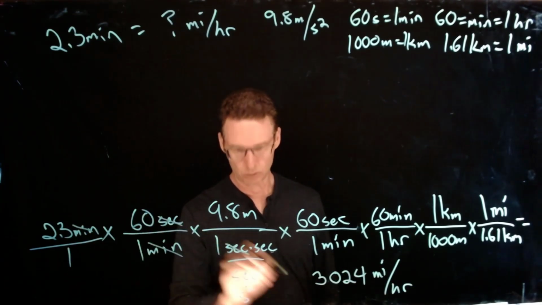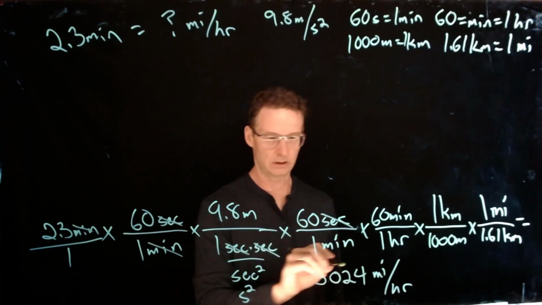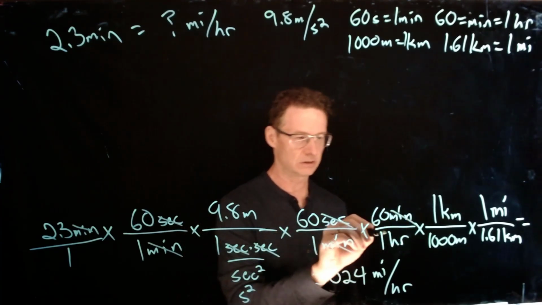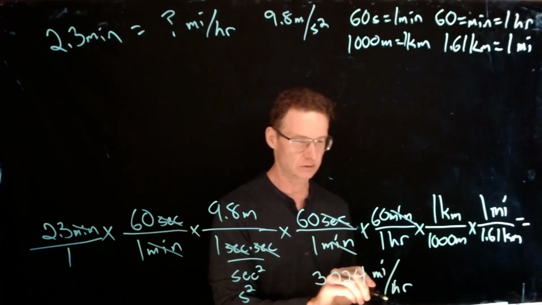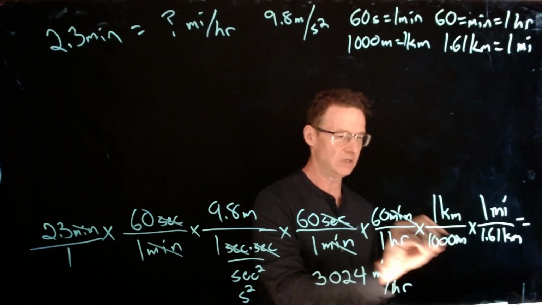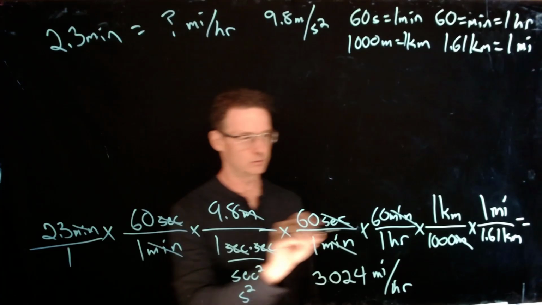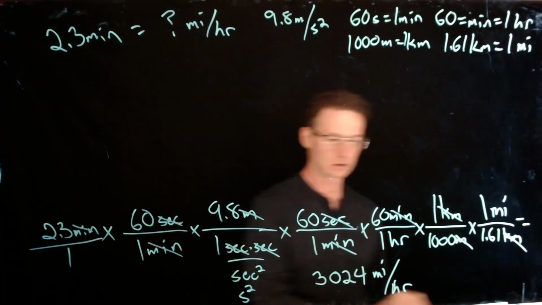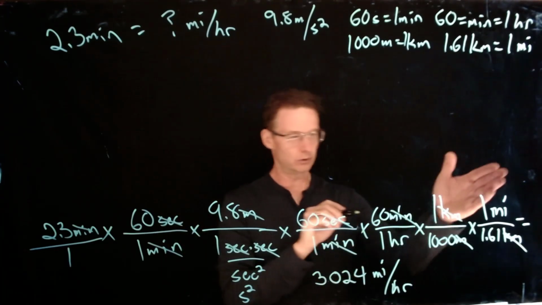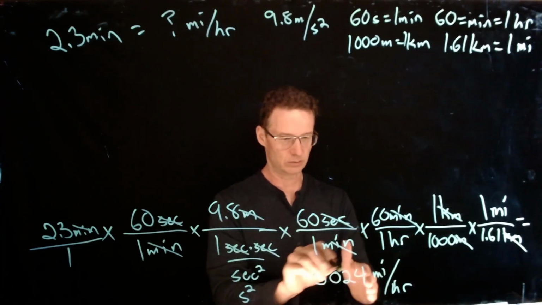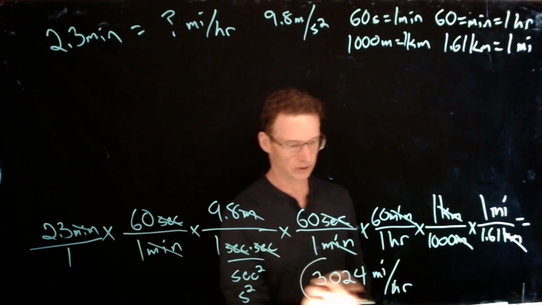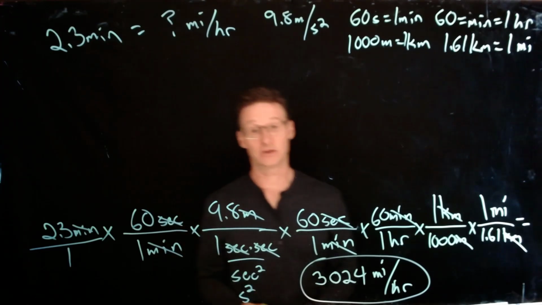So minutes and minutes cancel out. Seconds here cancels out one of these. The other one gets canceled out here. Minutes cancels minutes. Hours stays, so that's where I have this in my answer. And then meters goes back and cancels out this meters. Kilometers cancels out this kilometers. I'm left with miles in my numerator. I'm left with hours in my denominator, so I end up with 3,024 miles per hour.